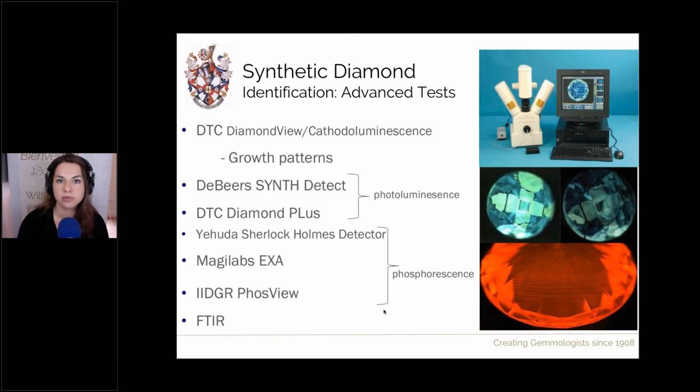Also, some advanced equipment such as the FTIR, Fourier Transform Infrared, can help you out as well, because that does a chemical analysis of the stone. So it can tell you what the stone's made out of, and if there are any impurities within the stone, that can also help identify the type of diamond and therefore the likelihood of it being natural or synthetic.